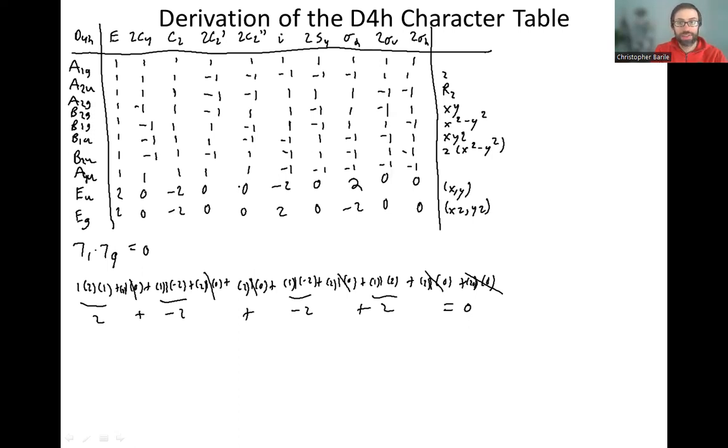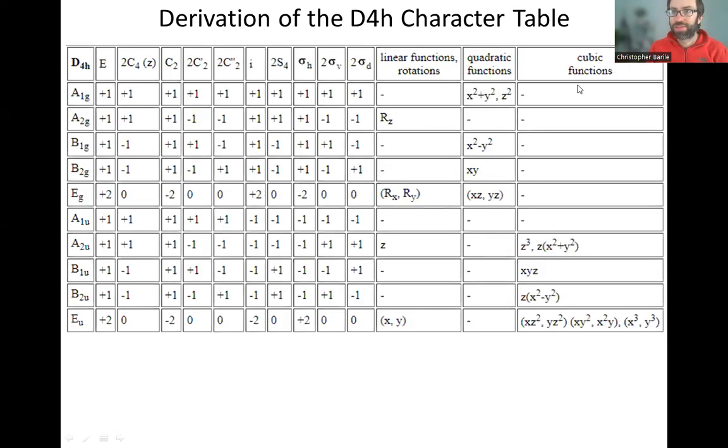So there you go. There's the entire derived D4h character table. We derived all 100 characters, looked at a lot of the cubic functions, all the quadratic functions, all the linear functions, a rotation function even. You can check this with something that you'd find online, but we derived almost all of this and definitely all 100 characters, and we got the Mulliken symbols. We got all the classes and the operations, of course.